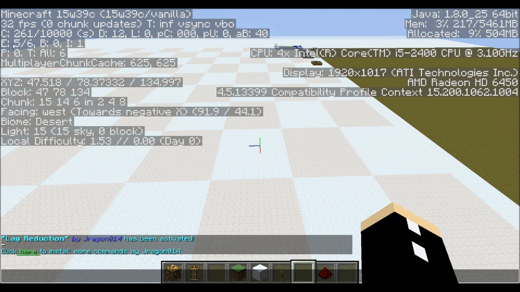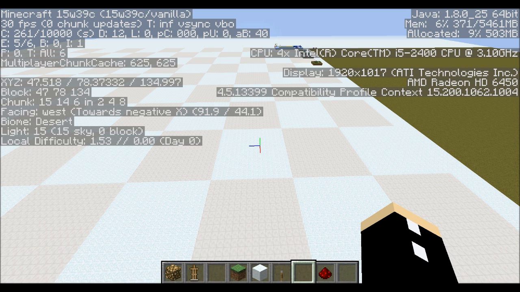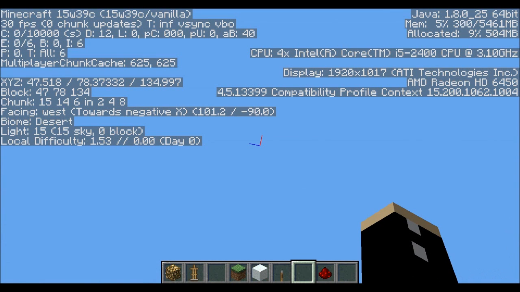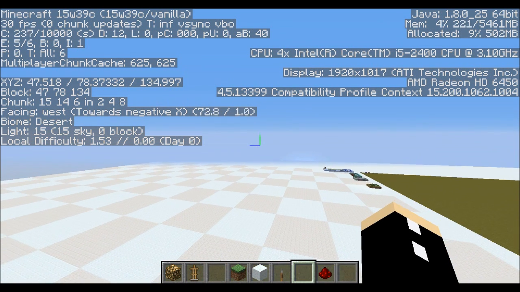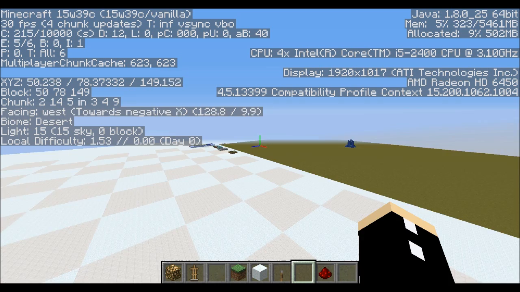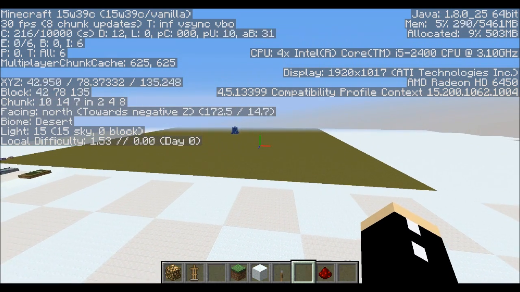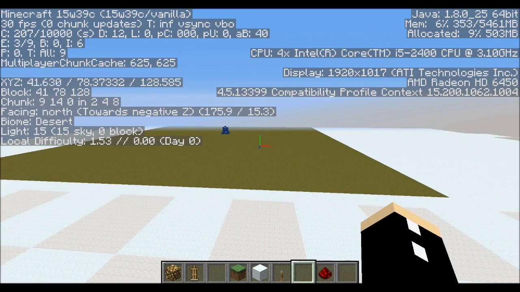Then we have this C here, 261 out of 10,000. So the 261 here is how many chunks I am looking at right now, how many are being rendered, and the 10,000 is the total amount of chunks in my world. So if I look directly up, you will see that goes straight down to 0 because I'm not loading any chunks. But if I look along the landscape, you will see that number will increase. And the higher that number is, the lower your frame rate will actually go.